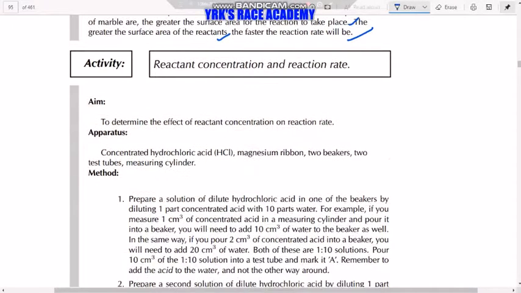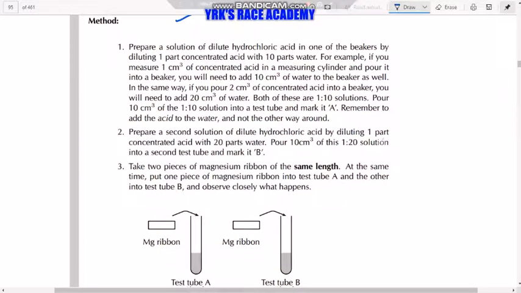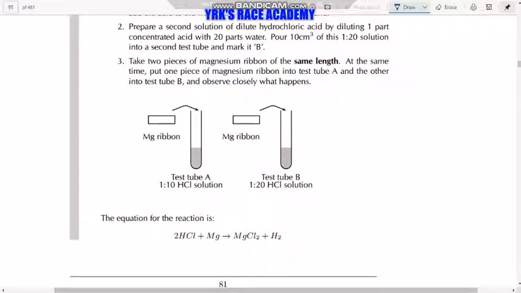We have one more important activity in understanding the rates of reaction, that is reactant concentration and reaction rate. As we said earlier, as concentration increases, the rate increases. To find that, there is a small activity to determine the effect of reactant concentration on the rate of reaction. We take concentrated hydrochloric acid and magnesium ribbon, 2 beakers, 2 test tubes and a measuring cylinder. When magnesium and HCl react, the magnesium liberates hydrogen gas from the hydrochloric acid.